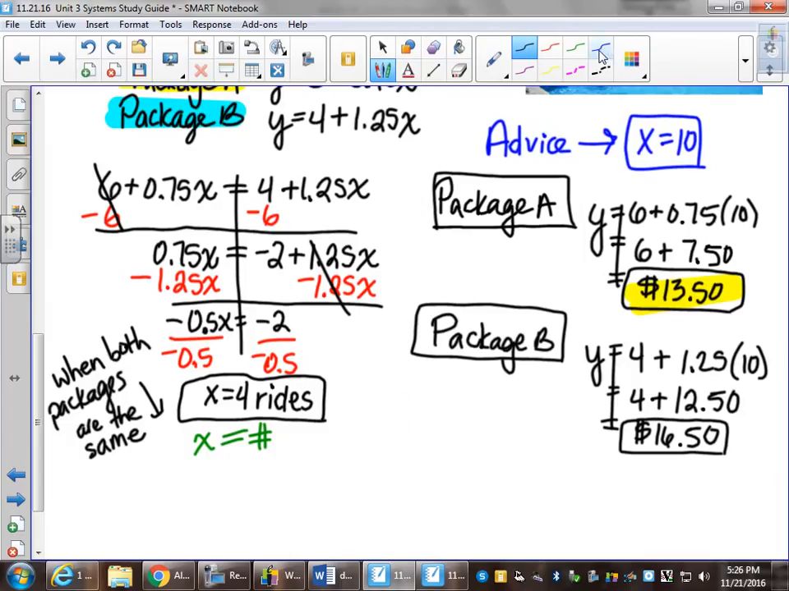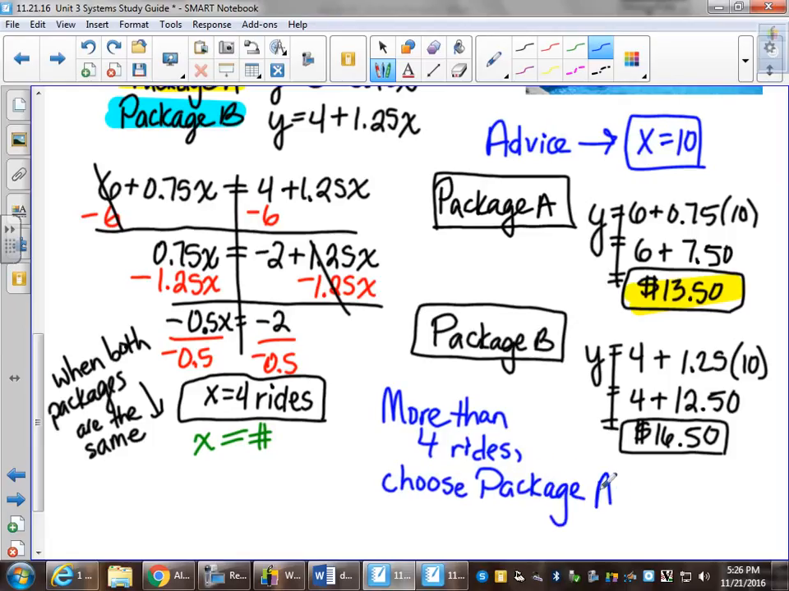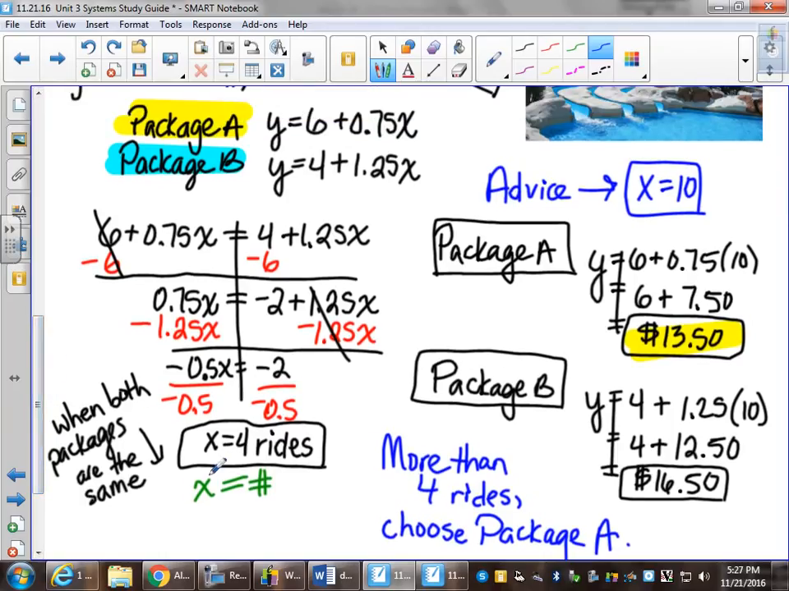So the advice is: for more than 4 rides, choose package A. So this is the key when you're asked to give advice. First, find when they're equal, and then choose a random number, either bigger or smaller. And then based on the data that you get, your math work, you are able to support why you would recommend one or the other.